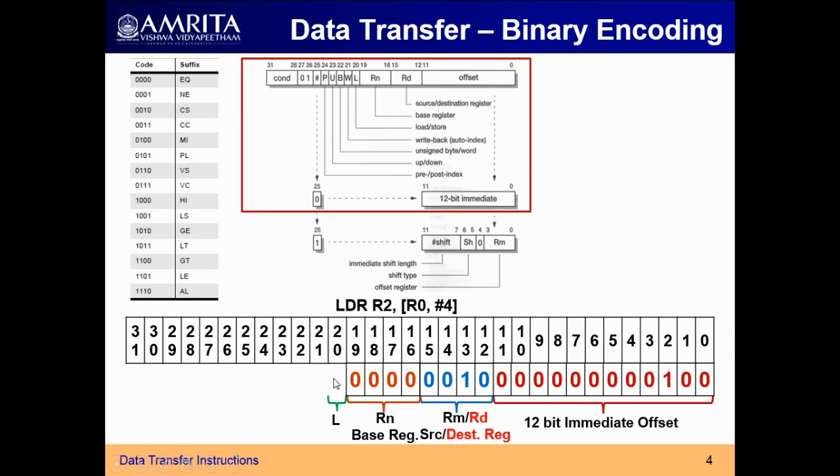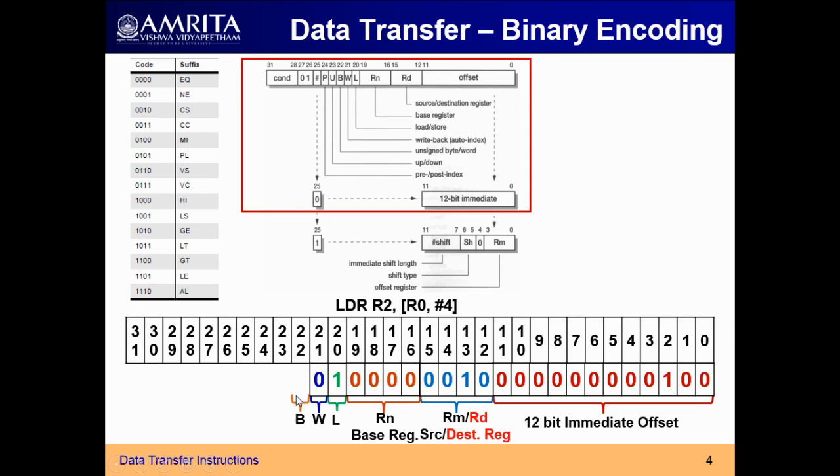Then the 20th bit is used for representing whether you are using a load or store instruction. Here, since I am using a load instruction, this L bit will be 1, right? Because it is written load bar store, and it is 1 bar 0. So since it is an LDR instruction, this bit will be encoded as 1. Next bit is used for representing the write back, whether you are using write back or not. Write back is represented by the exclamation mark. Since I am not using the write back, exclamation mark is not there, so this W bit will be 0.